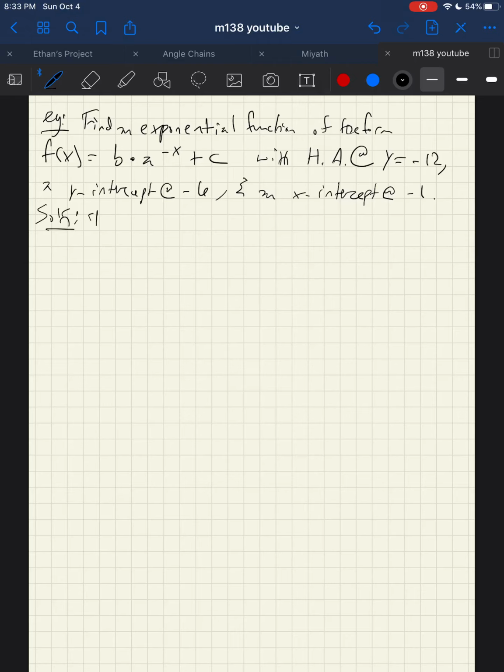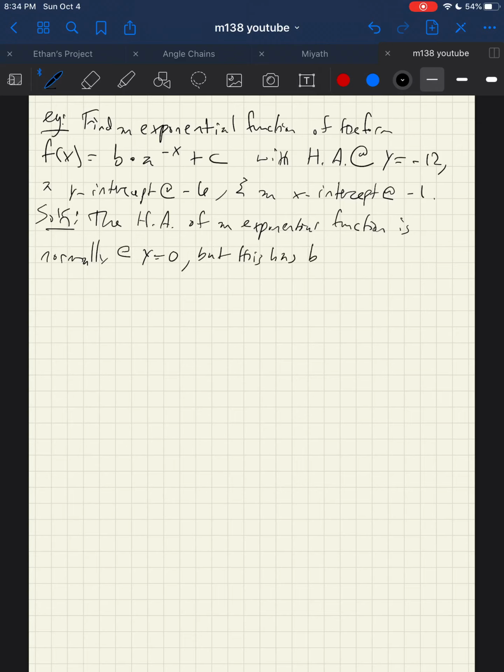So the horizontal asymptote of an exponential function is normally at y equals 0. But this has been shifted down by 12, so c equals negative 12, okay? And that's going to be our first piece of information, that c equals negative 12 because we've got the horizontal asymptote shifted down by 12.